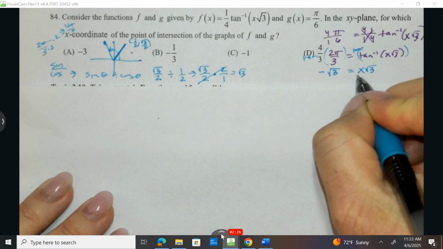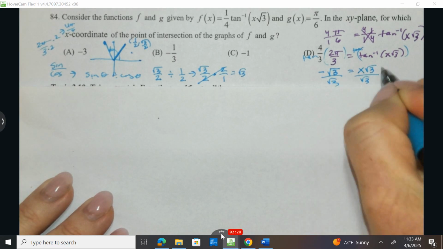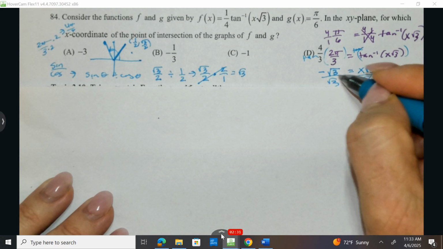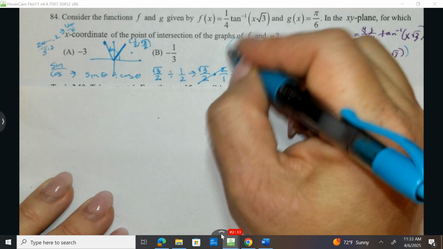Negative the square root of 3 equals x square root of 3. Now I divide by the square root of 3, divide by the square root of 3. We have the same value, the only difference is the negative, which reduces down to -1. Correct answer is C.